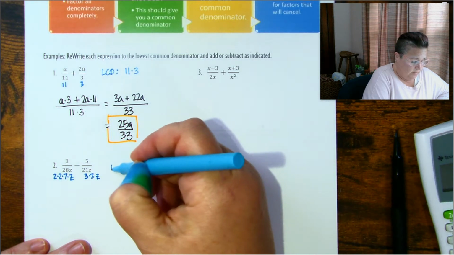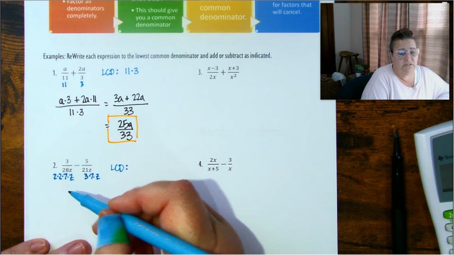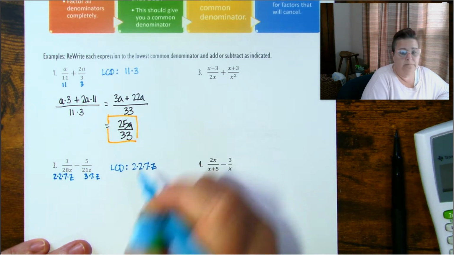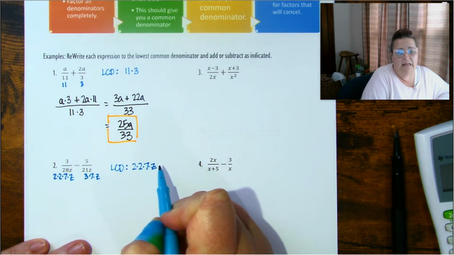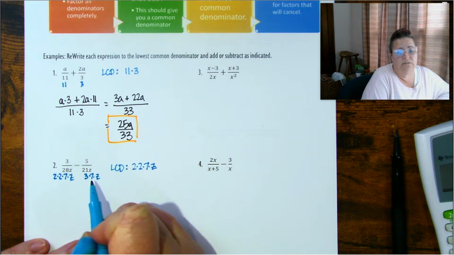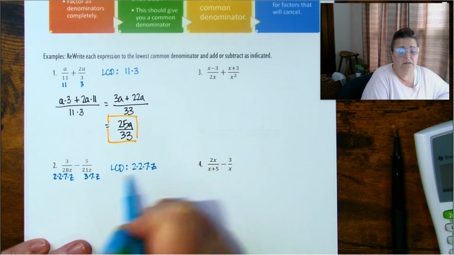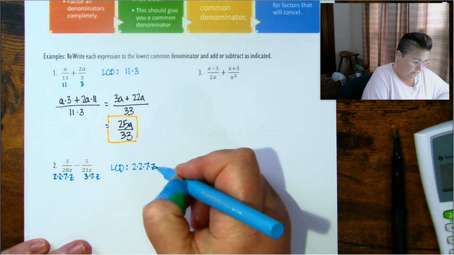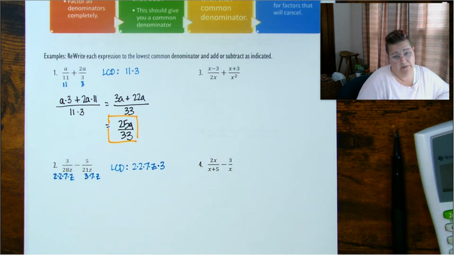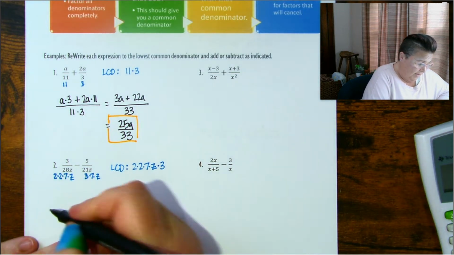So to find the lowest common denominator, we use all of the factors in the first denominator, 2 times 2 times 7 times z, and we multiply by any factors in the second that were not already listed in the first. Since the 7 and the z were already in the first, they're already included, I only need to add the 3. This is now my lowest common denominator. I myself prefer to leave all of the factors listed.